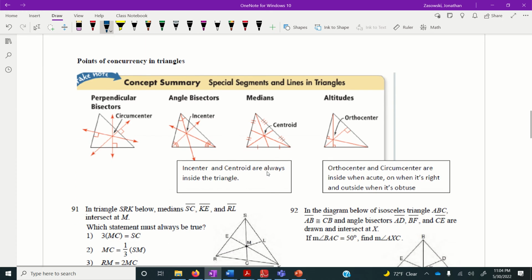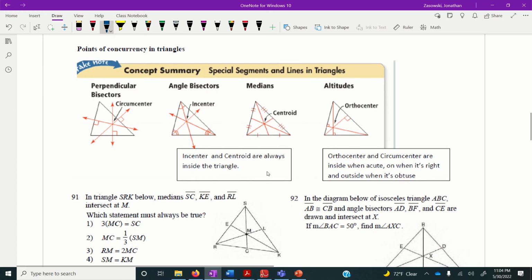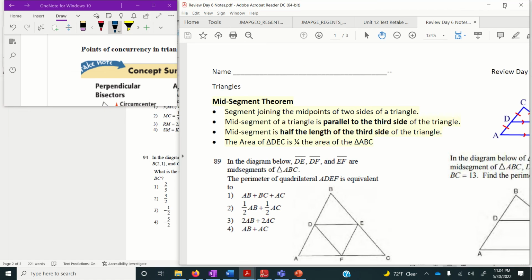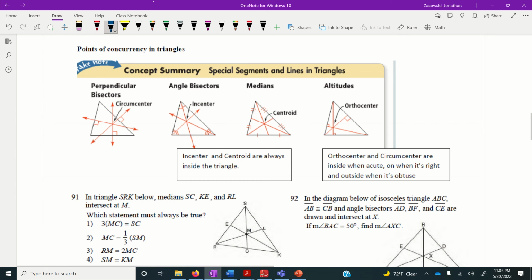All right, on to the next page, points of concurrency in triangles. The key thing here with the concurrency points is identifying what type of lines are drawn. If we see that these lines cutting through the triangle are making right angles, and we know that these lines are being marked equal, this is important, then we know that these are the perpendicular bisectors of the segments, and therefore this is going to be the circumcenter, okay? That's important, got to be perpendicular bisectors.